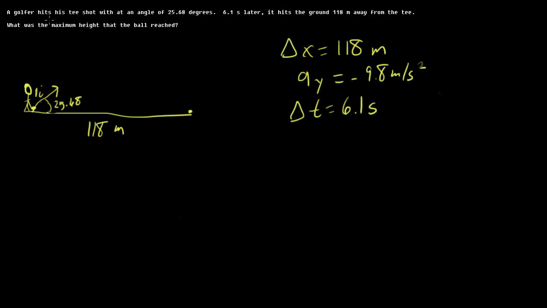So for this golfer problem, the golfer hits a tee shot with an angle of 25.68 degrees. 6.1 seconds later, it hits the ground 118 meters away from the tee. What is the maximum height that the ball reached?